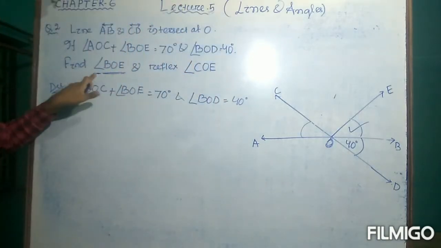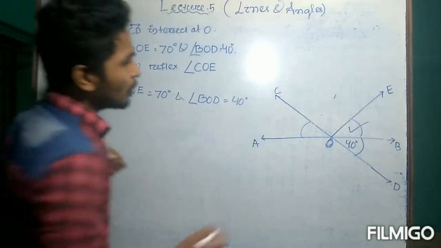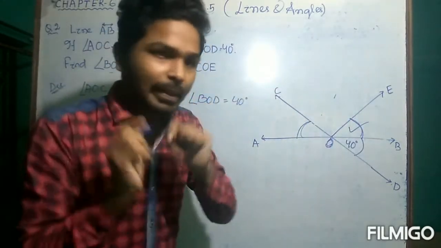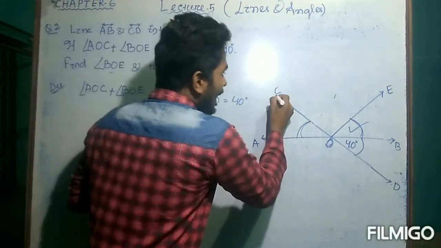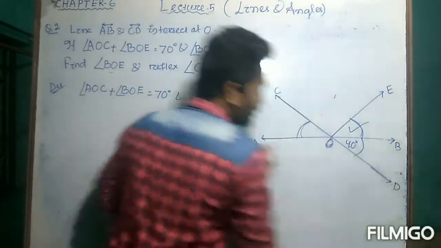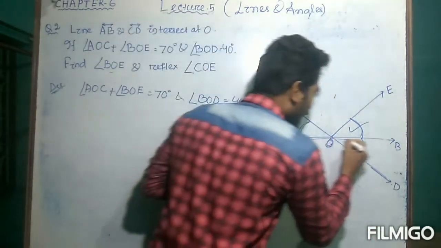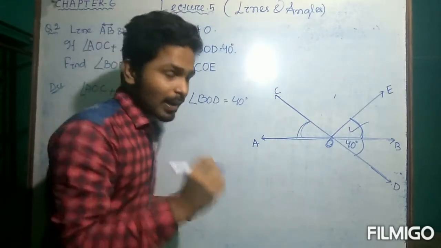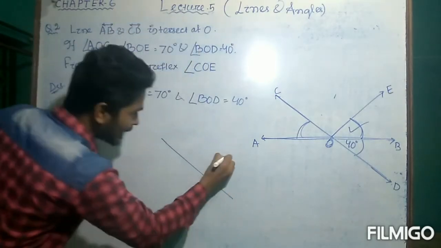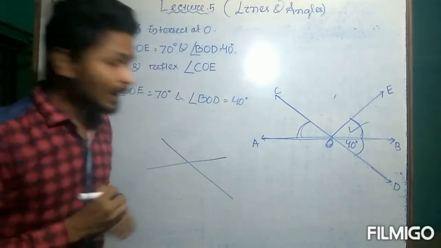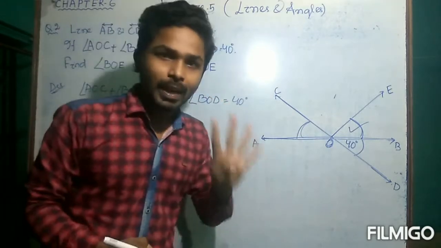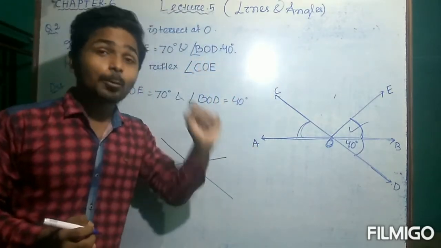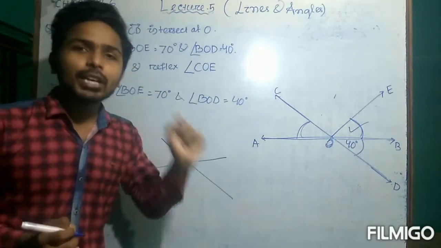So you have to first find the angle BOE. Now you know this angle plus this angle is equal to 70 degree. Okay? And this is a straight line. This is also another straight line, and according to theorem 6.1, whenever two straight lines meet each other, how many angles are formed? 4 angles are formed. Out of the 4 angles, the 2 pairs of opposite angles are known as vertically opposite angles and they are equal.